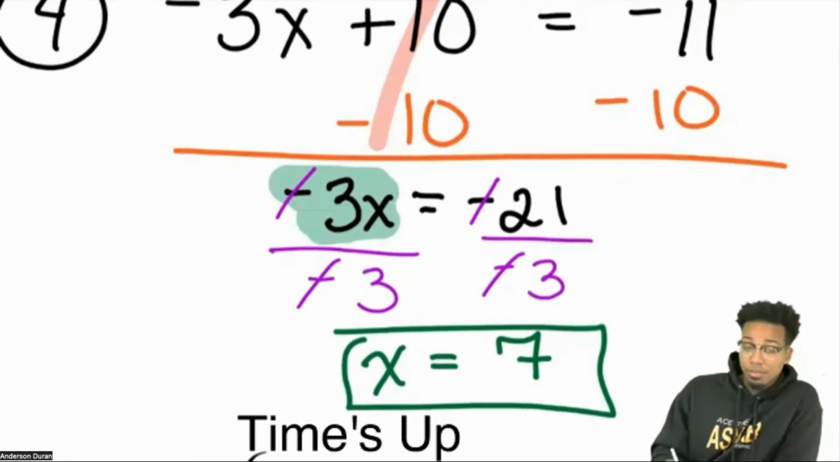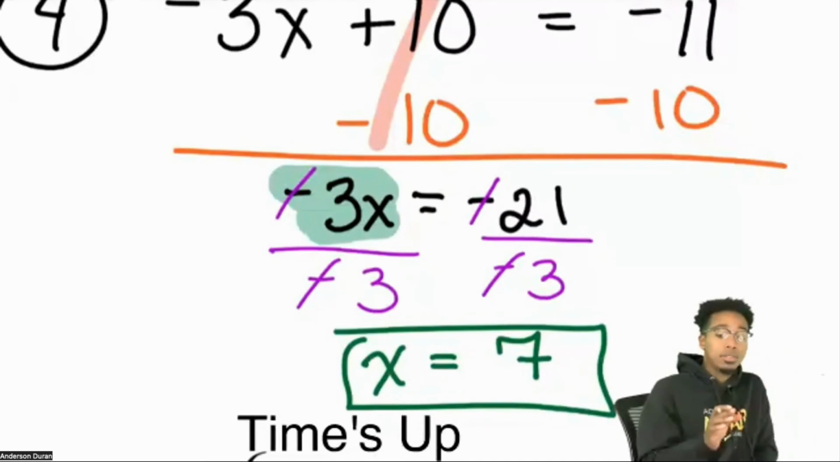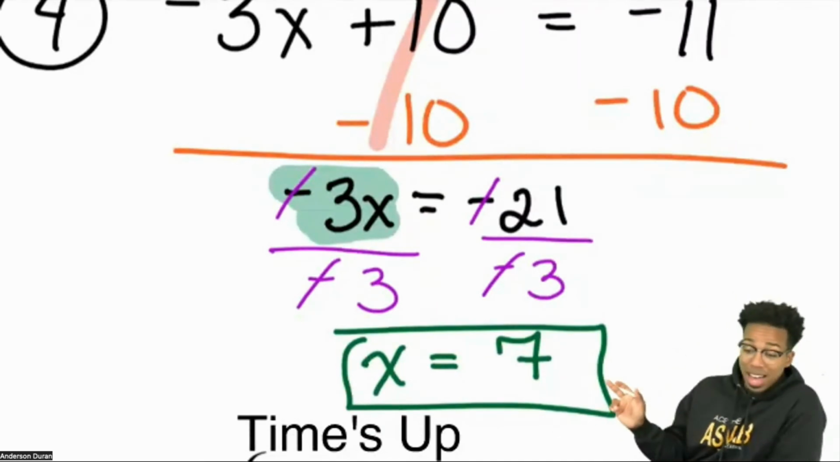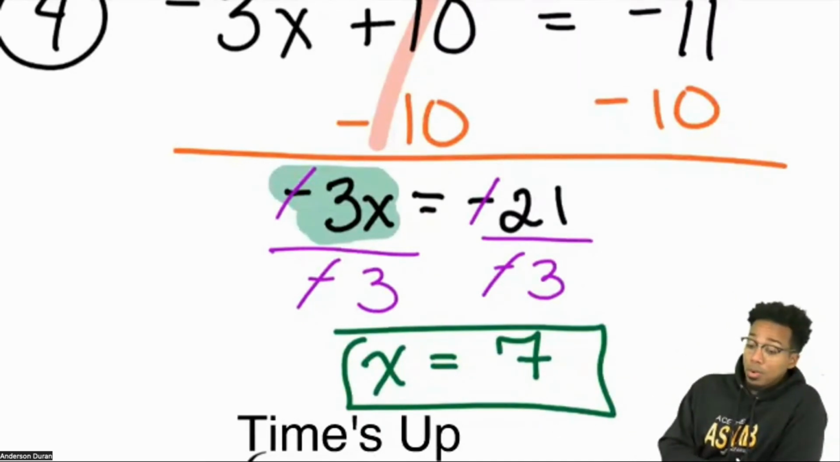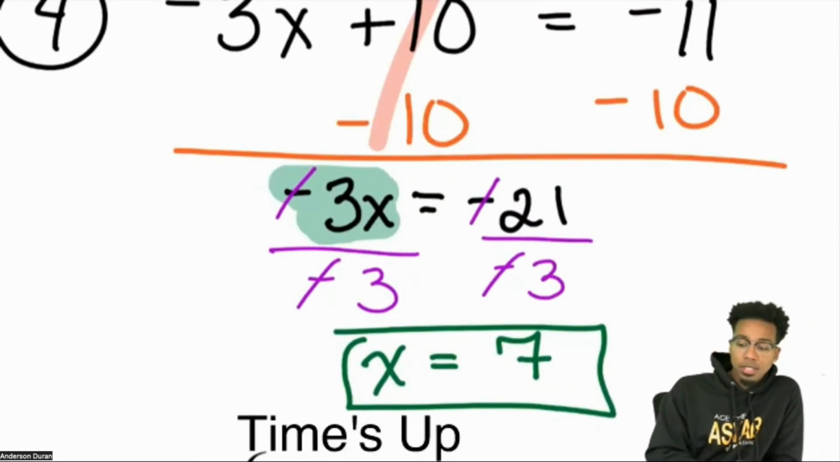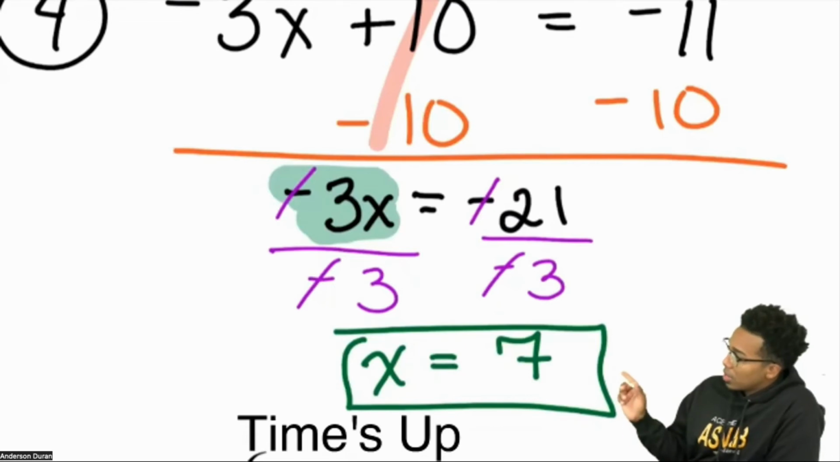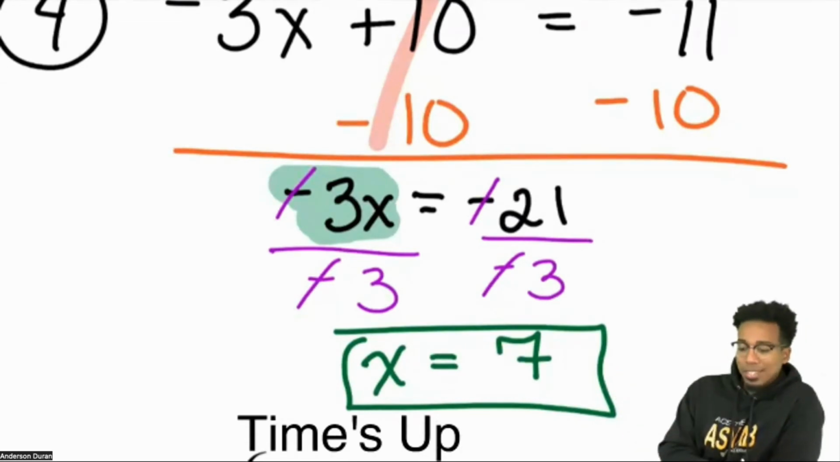Not negative 7, okay? If you got negative 7, do you see why it's actually positive 7? That's one of the big questions I got to ask here. If you got negative 7, do you understand why it's actually supposed to be positive 7? Can you identify those mistakes?